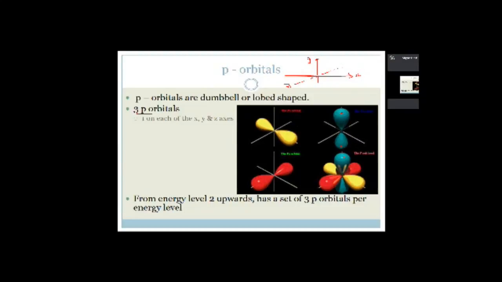So these electrons are going to be going out of the page through the blue thing and back, and out of the page and through the blue thing and back. These electrons, these yellow ones, are going to be doing a similar type of thing. Now, from energy level 2 upwards, every energy level has a set of 3 p orbitals. There is a set of 3 p orbitals from each energy level. And remember, each orbital can only hold 2 electrons.